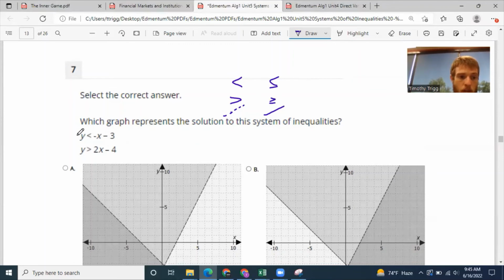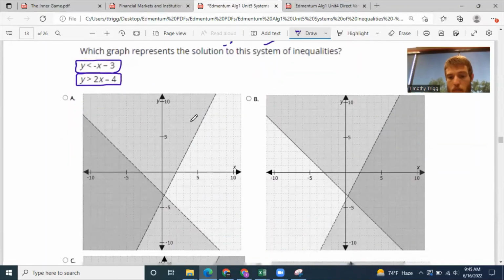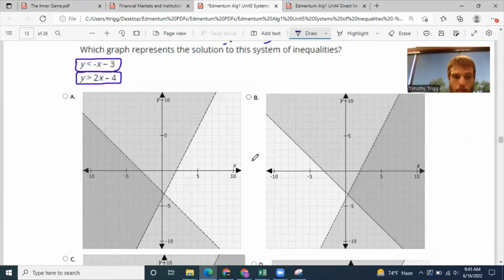So with this first one, would it be a solid line or dashed line? Would it shade above or below? What about this second one? Would it be a solid line or a dashed line? Would you shade above or below? Okay, so if you could answer those things, then you should be able to graph both of these.